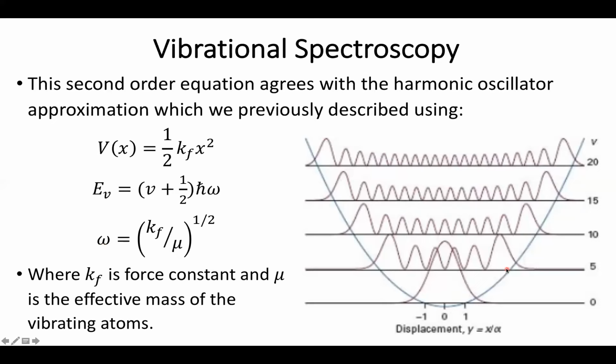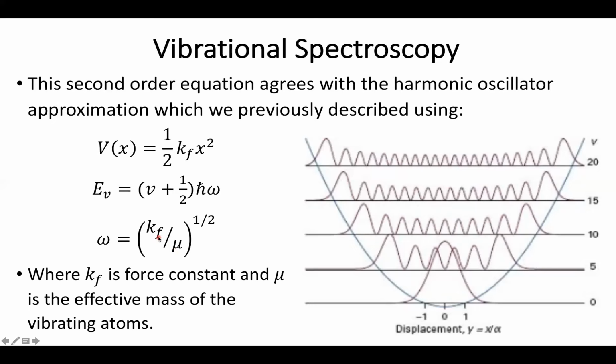And so the stiffer the bond, and the lighter the molecule, the faster the atoms are going to have to vibrate back and forth to stay at equilibrium. Heavy molecules and weak bonds lead to slower vibrations.